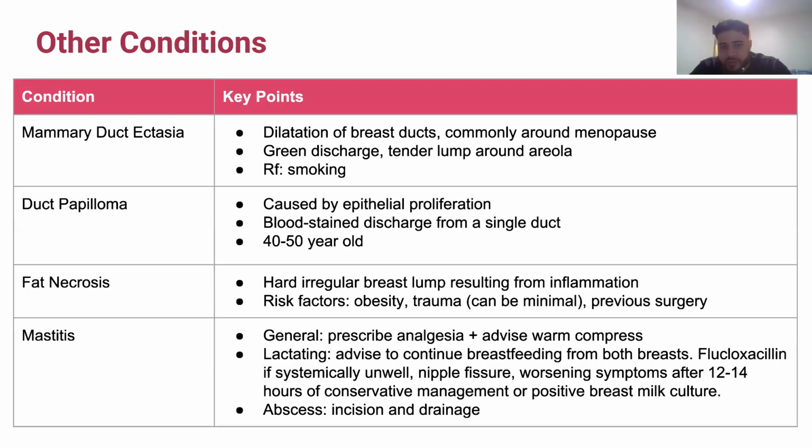The duct papilloma, on the other hand, this is where the discharge from a single duct will be blood-stained compared to green in mammary duct ectasia. And it will be presenting within a patient at about 40 to 50 years old, but it will be a blood-stained discharge from the nipple. Fat necrosis is basically where on breast examination you find an irregular breast lump, if there's a preceding history of trauma to the breast, and also obesity can increase the risk of fat necrosis in the breast. It's a hard, irregular lump.